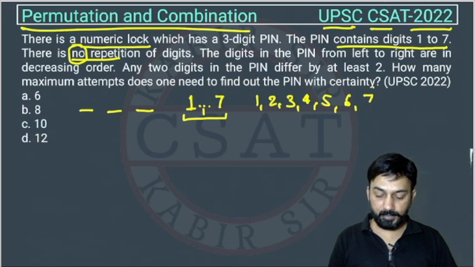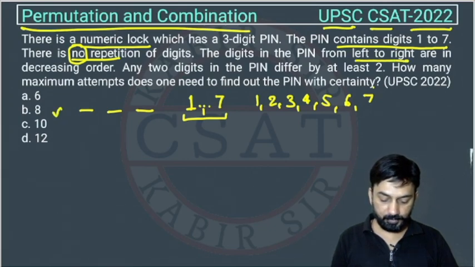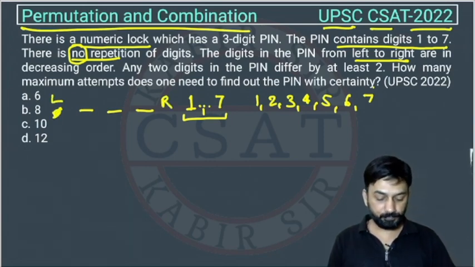Now the digits in the pin go from left to right. So this is left, this is right. Don't get confused in that. This is right, this is left. जो आपका लेफ्ट है वही एग्जामिनर का भी लेफ्ट है, राइट? और उसी के हिसाब से करना है, राइट?